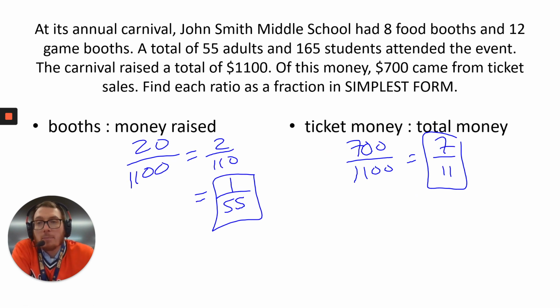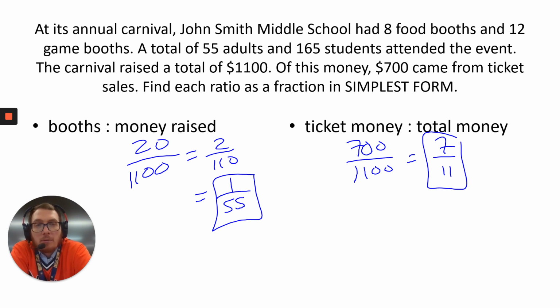The next one is the number of booths to money raised. So there was 20 booths total because 8 food booths and 12 game booths, and then divide by the 1,100. The nice thing here is you can cancel out some zeros. You get 2 over 110. It becomes 1 over 55. This situation actually is kind of nice because it shows for every booth there's about $55 that comes in. Obviously, a lot of that comes from the ticket sales, but that gives you a good idea about how much money would come in per booth.